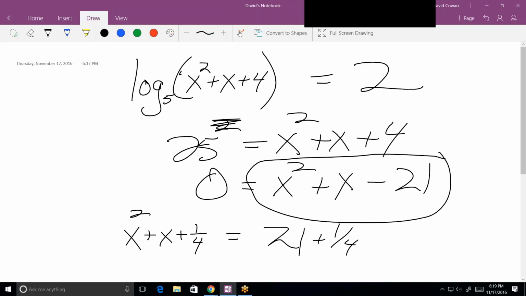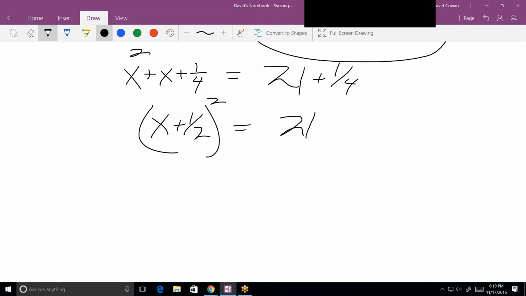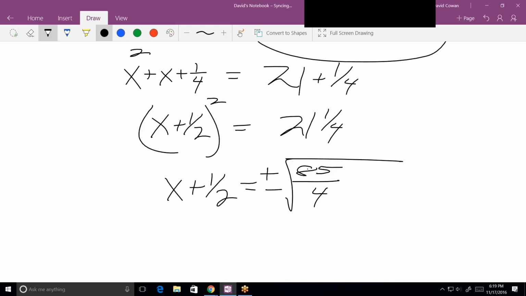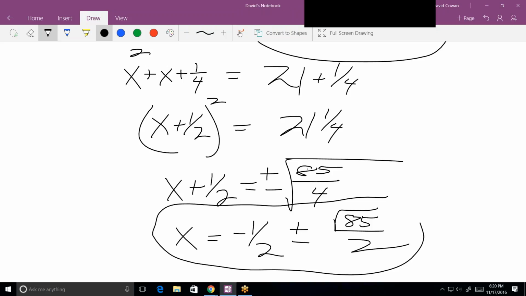Then the left side, you saw why I added 1/4 to the left? Yes. Now I can write that as x plus 1/2 quantity squared equals 21 1/4. Now I'm going to take the square root of both sides. Let's see, that's 85/4 plus or minus. And now x equals minus 1/2 plus or minus square root of 85 over 2. I don't think I can simplify square root of 85. It's not divisible by any of my perfect square numbers. So that's what you would have gotten had you plugged it into the quadratic formula also.